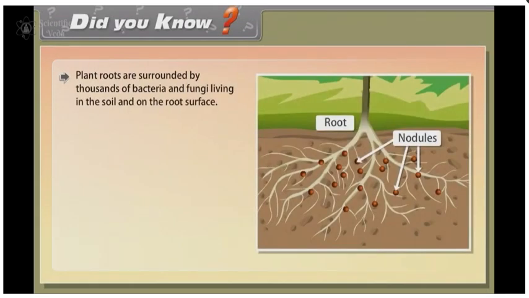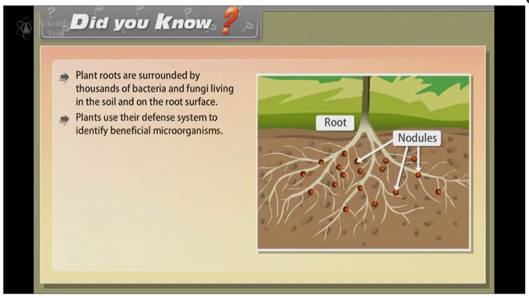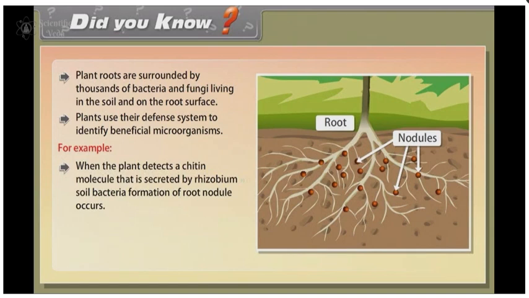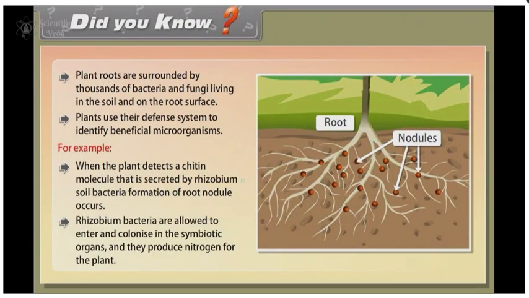Did you know? Plant roots are surrounded by thousands of bacteria and fungi living in the soil and on the root surface. Plants use their defense system to identify beneficial microorganisms. For example, when the plant detects a chitin molecule that is secreted by Rhizobium, a soil bacterium, formation of root nodules occurs. Rhizobium bacteria are allowed to enter and colonize the symbiotic organs and they produce nitrogen for the plant.